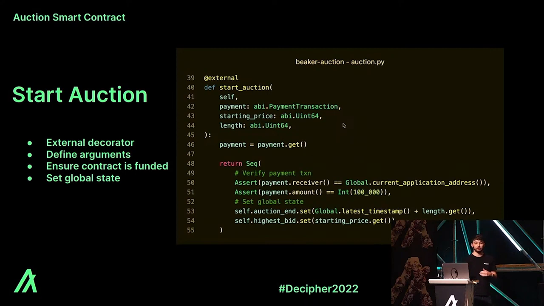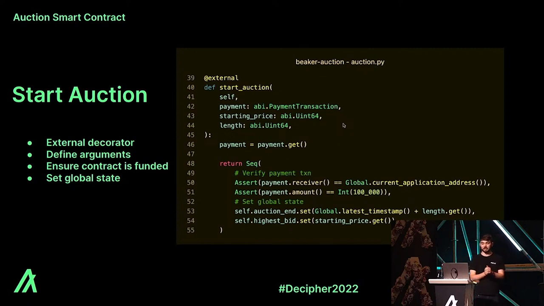And then in our contract, we can use this argument to inspect that payment and get details about that payment transaction. The next argument, starting price, is pretty self-explanatory. This is going to be the starting price for the auction and signifies what is basically the initial highest bid that a person needs to bid in order to become the highest bidder. So the starting price will signify what the first bid needs to surpass in order to be considered valid.